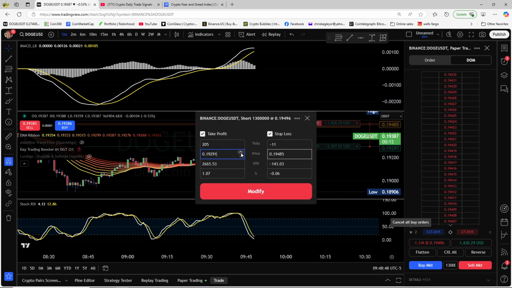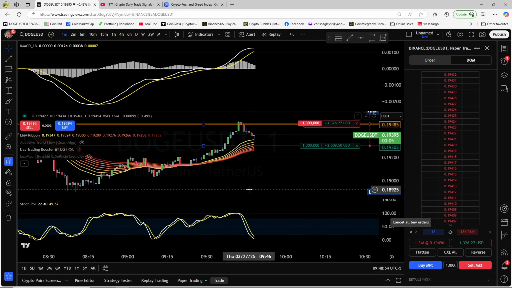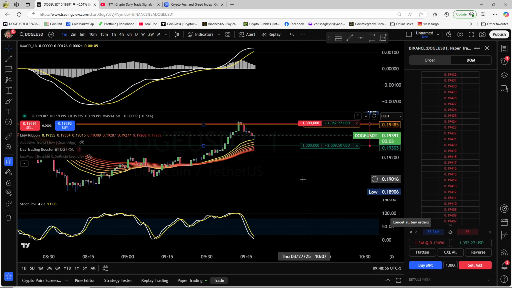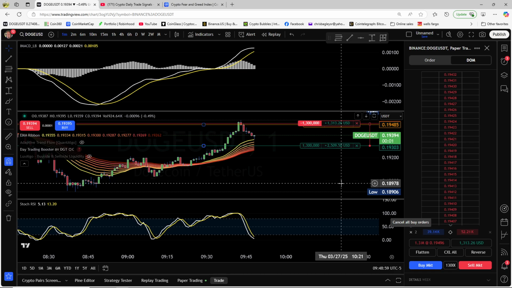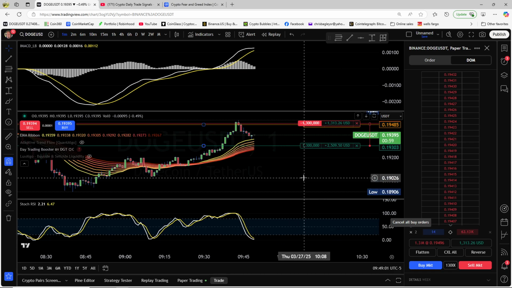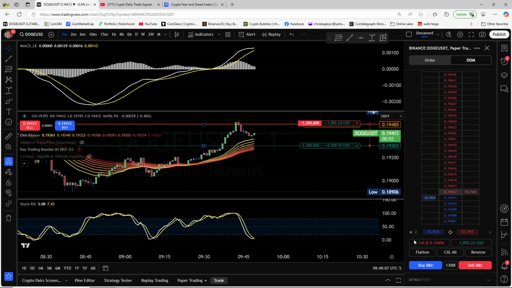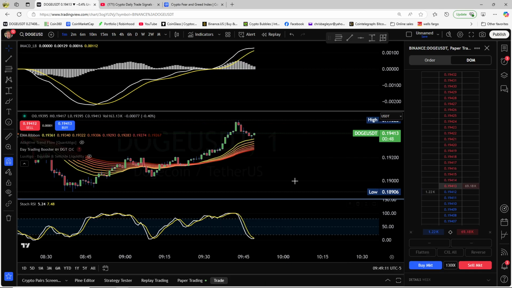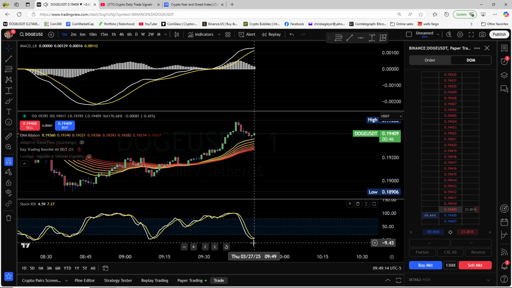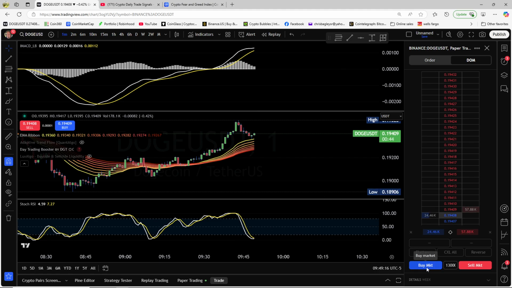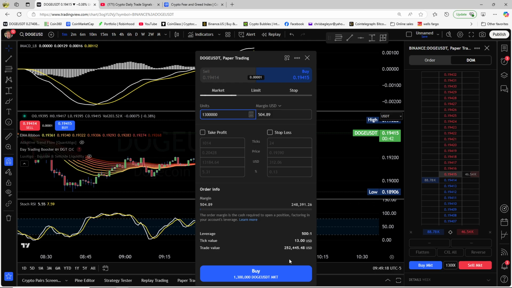Oh, going the wrong way. It's almost down here to the zero. Yeah, I'm going to go ahead and sell it. Okay, this is going to turn around and go back up. So I'm going to buy in here.